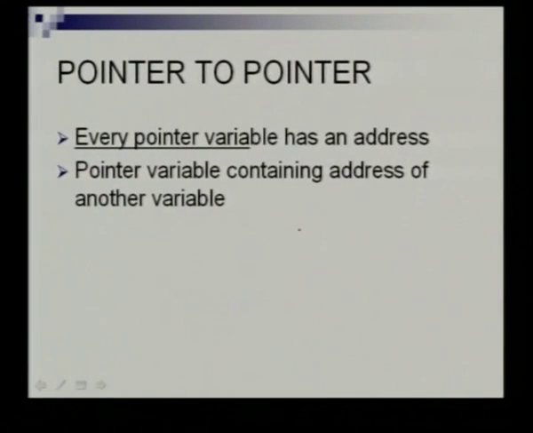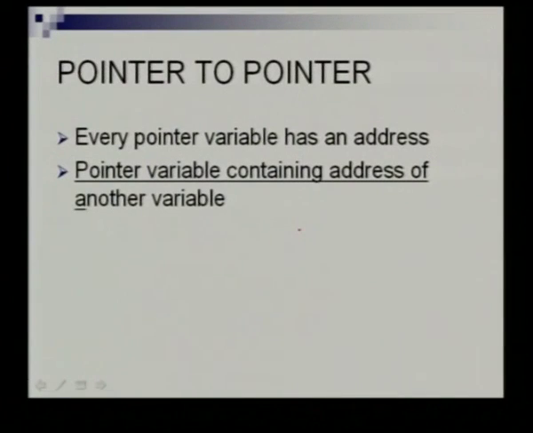Now next we move over to this concept of a pointer to a pointer. Now we have seen one pointer variable which holds the value and the pointer which accesses the address. So for the address we simply use the variable. To hold the value we use the pointer variable. So what is this pointer to pointer? Every pointer variable has an address, and the pointer variable contains the address of another pointer variable.